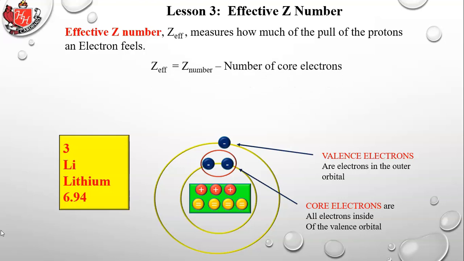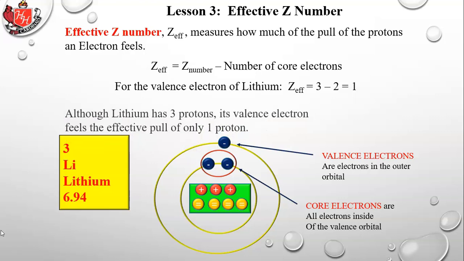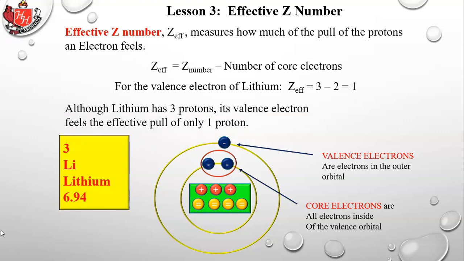So the way you compute the Z effective number, that is how much of the pull of the protons that valence electron actually feels, you take the Z number, so for lithium that's 3, and you subtract the number of core electrons. So for lithium that's 2. 2 of the electrons are inside of the valence orbital. So it's a simple equation, and when you do that, you have 3 minus 2 equals 1. So although lithium has 3 protons, its valence electron feels the effective pull of only 1 proton.